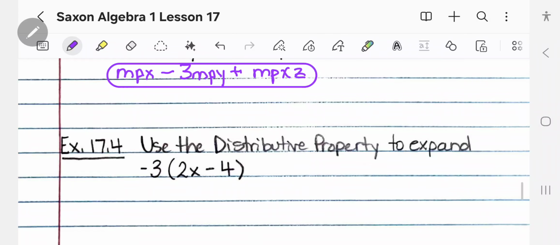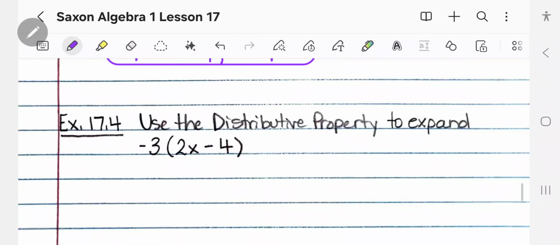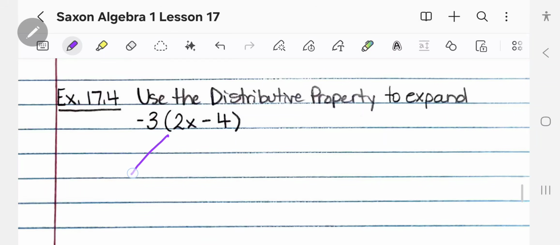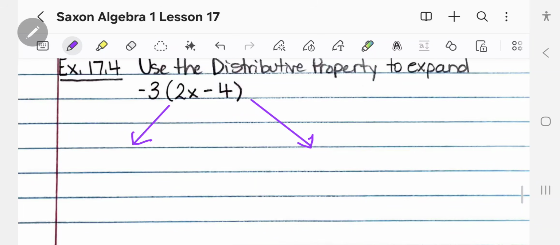Now we go to 17.4. Use the distributive property to expand. Now there's something a little different here, and there are 2 different ways to think about it. First, let's think about this as the opposite of 3 times 2x minus 4. So let's just do the 3 times 2x minus 4 like we've just learned to do. 3 times 2x is 6x. Bring down the minus, and 3 times 4 is 12.